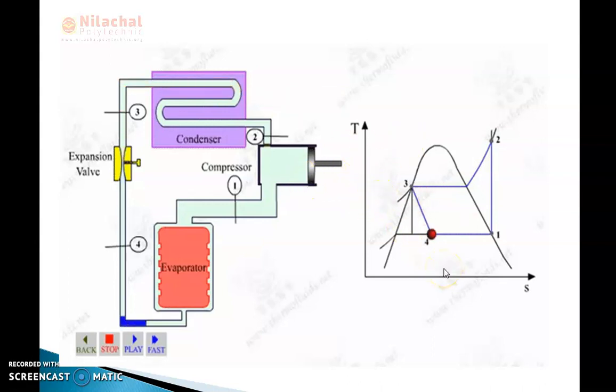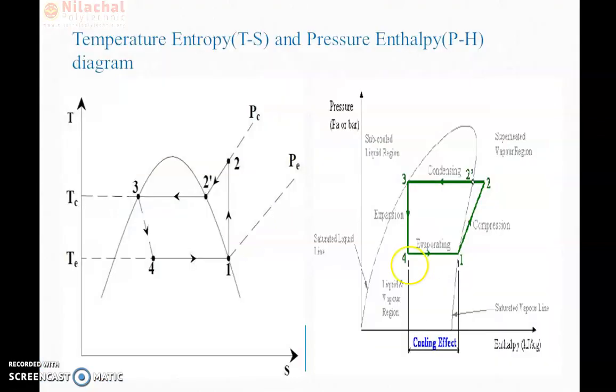Let's come to the pH plot. The TS plot I explained. Now I am going to explain the pH plot, pressure versus enthalpy. What are the devices you are using? 4 to 1 evaporating, 1 to 2 compression device, 2 to 3 condensing device, and 3 to 4 the expansion device. So let's start from 1 to 2.